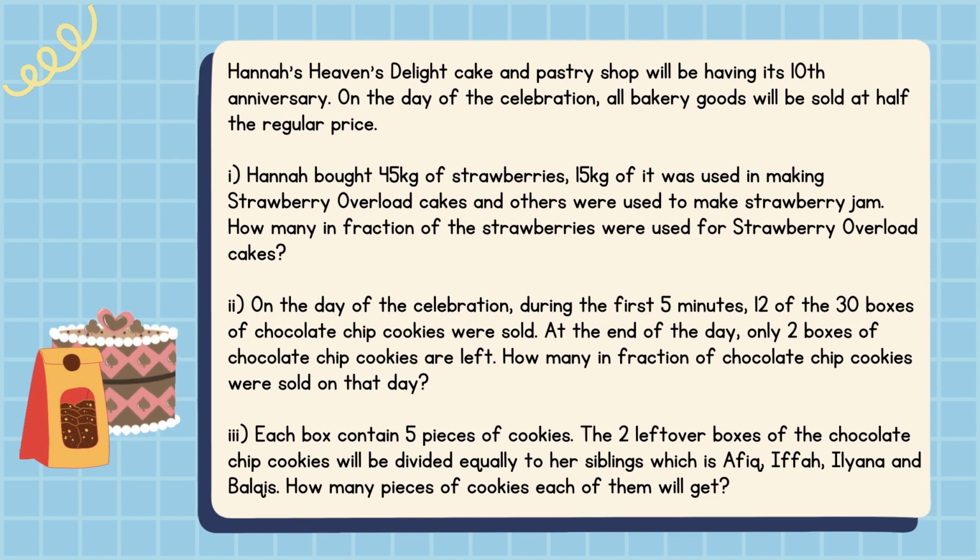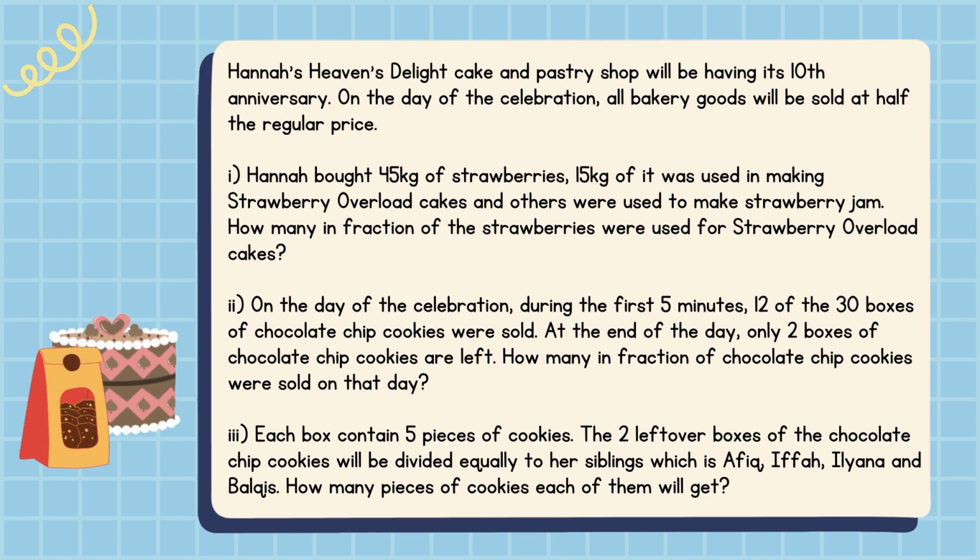The first question is, Hannah bought 45 kg of strawberries. 15 kg of it was used in making strawberry overload cakes and the others were used to make strawberry jam. How many fractions of the strawberry were used for strawberry overload cakes? The second question is, on the day of the celebration, during the first 5 minutes, 12 of the 30 boxes of chocolate chip cookies were sold. At the end of the day, only 2 boxes of chocolate chip cookies are left. How many fractions of chocolate chip cookies were sold on that day?